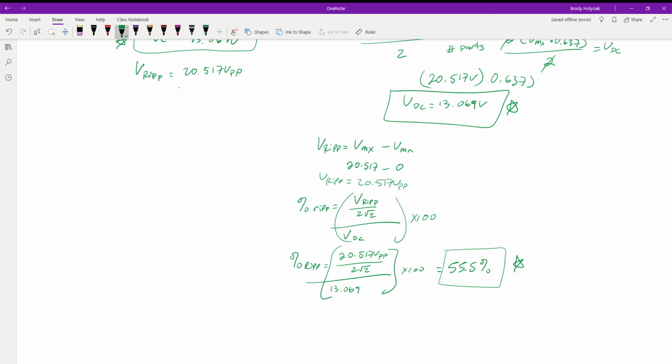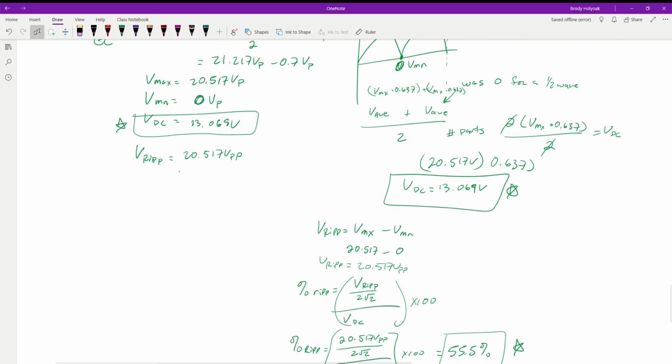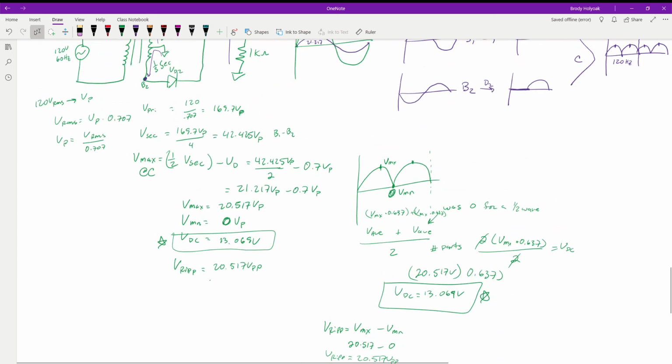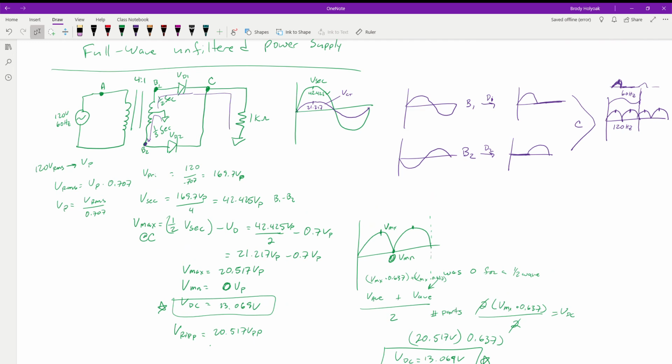And when it comes to designing them, like I said, you have your choice of which ones of these you want to use. It just matters your parameters that you're assigned, and so you can kind of mix and match. Okay, so that's really all there is to it for that one. So that one is a full wave unfiltered power supply.